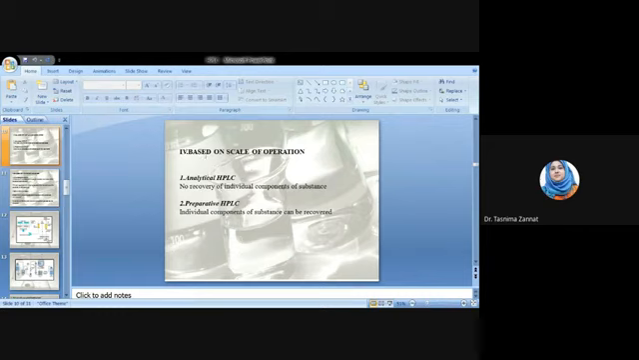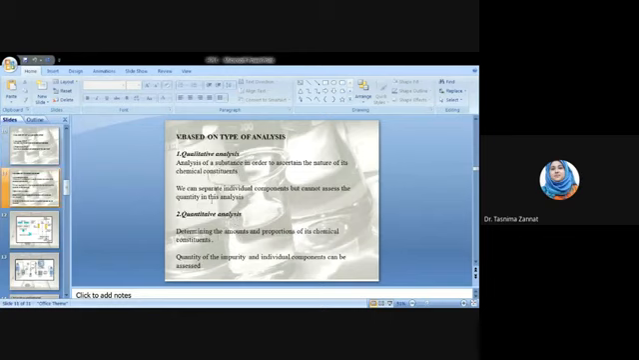Now, based on scale of operation, we can divide HPLC into two types. One is analytical HPLC and the other is preparative HPLC. In analytical HPLC, there is no recovery, but in preparative HPLC, some separated compounds can be recovered.